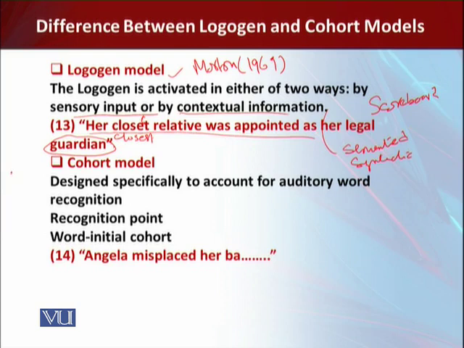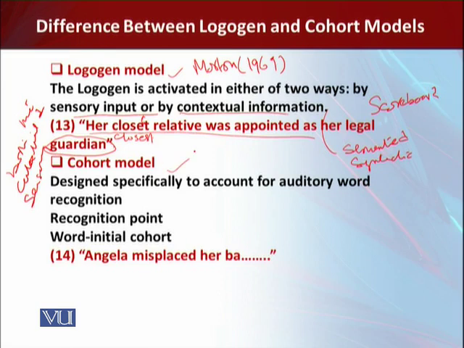So the sum of the point is that if both the contextual and the sensory features are detected, then a word is easily detected.